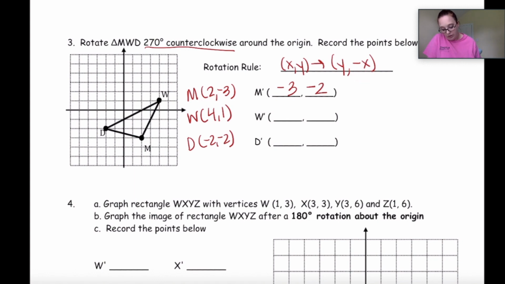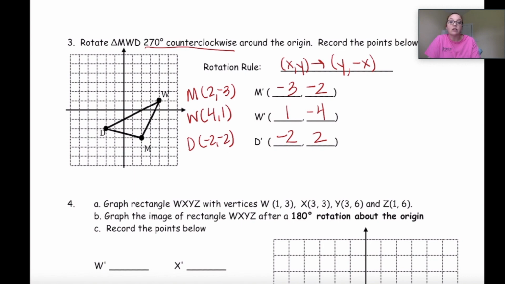Okay, so let's do the next one. Write down your y coordinate, which in this case is a 1. Then take the opposite of your x coordinate. So the opposite of 4 is -4. Okay, write down the y coordinate, which is -2. The opposite of the x coordinate. So the opposite of -2 is +2. So now I know where M prime, W prime, and D prime should be located.